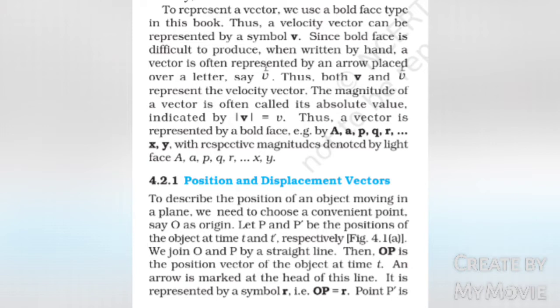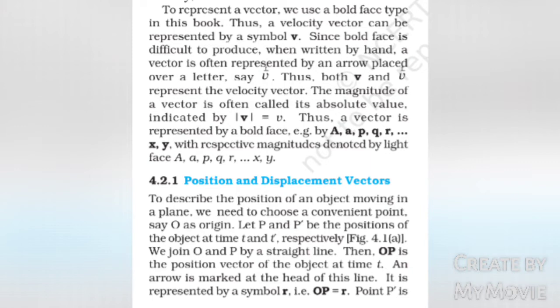Thus, both bold V and V bar represent the velocity vector. The magnitude of a vector is often called its absolute value, indicated by magnitude of bold V equals light v. Thus, a vector is represented by a boldface, for example by bold letters A, a, P, Q, R, etc., X, Y, with respective magnitudes denoted by light letters A, a, P, Q, R, etc., X, Y.